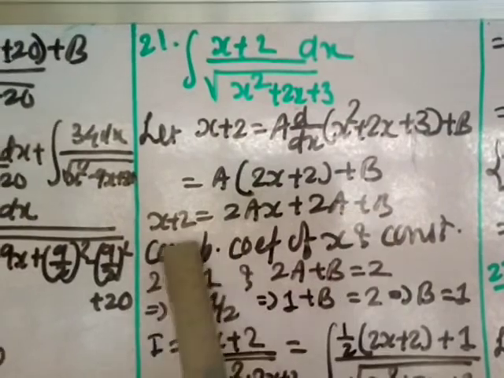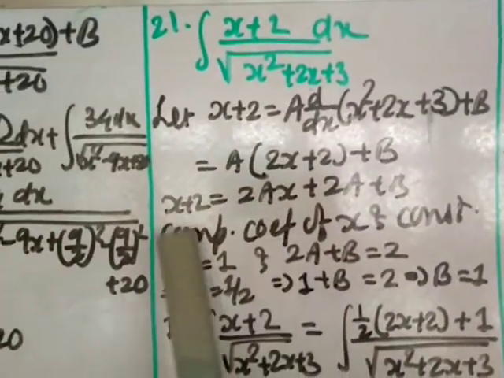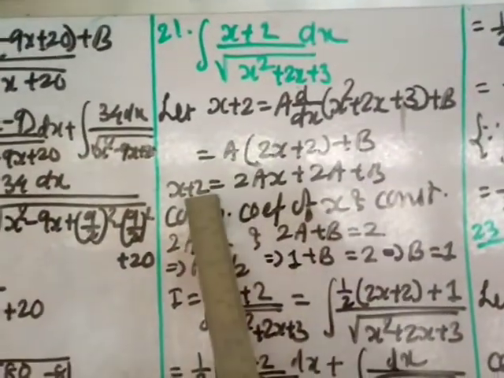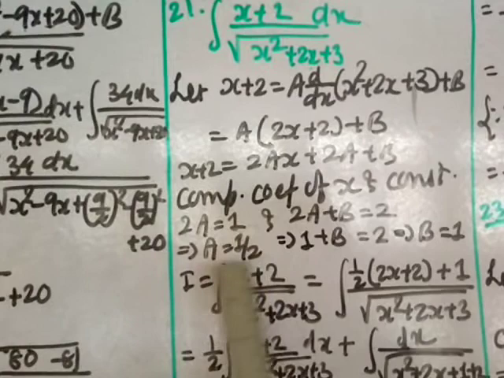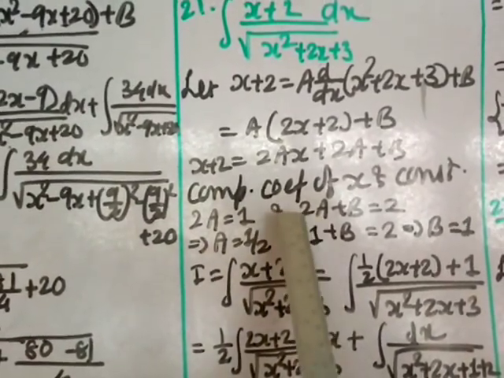Compare the coefficient of x and the constant term. Here the coefficient of x is 2a and here it is 1, so 2a equal to 1. And this side is 2a plus b equal to 2. Transferring the 2, a is equal to 1 by 2. Put the value of a here, so 1 by 2 if you put, the 2s cut, so only 1 remains.